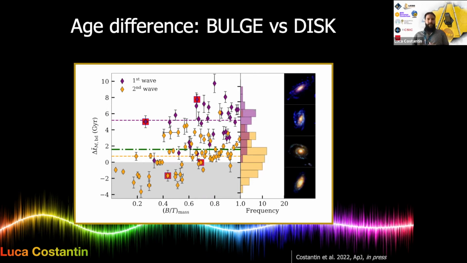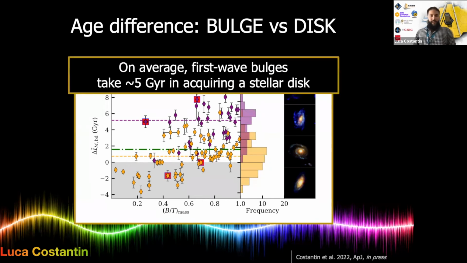Thus, this plot is showing that the majority of our galaxies form inside out, the bulge component being older than its disk, and that the bulge mass regulates the timing of the disk growth. In particular, we see that first wave bulges take on average almost 5 gigayears to acquire a stellar disk.